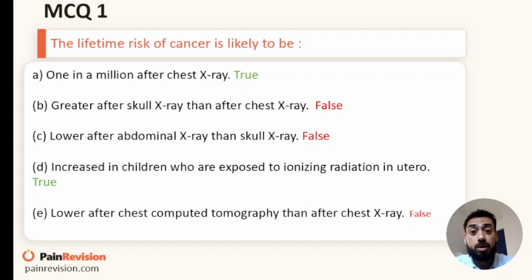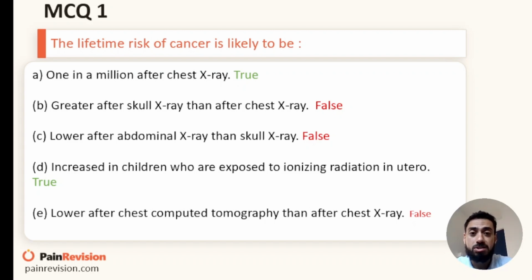For C, lower after an abdominal X-ray than a skull X-ray. Again, if you think about it, when you're taking an X-ray of the abdomen, you've got a couple of things. You've got probably the thoracic vertebrae and the lumbar vertebrae, so that's quite a lot of bony material. And you've also got a lot of the abdominal contents. And if you remember from the tissue sensitivity, the gastrointestinal system is quite sensitive to radiation. So both of these factors probably make an abdominal X-ray slightly more dangerous when it comes to cancer risk compared to a skull X-ray, and so that'll be false.